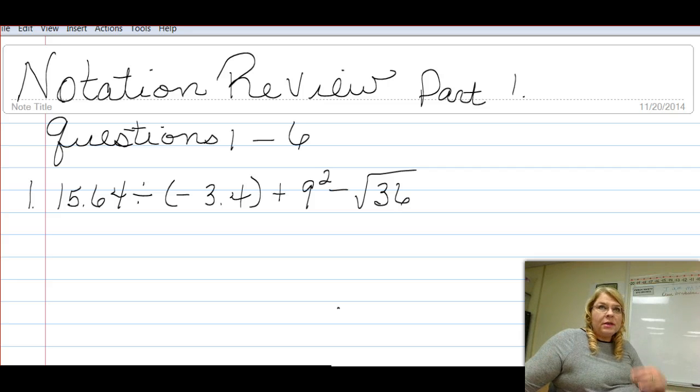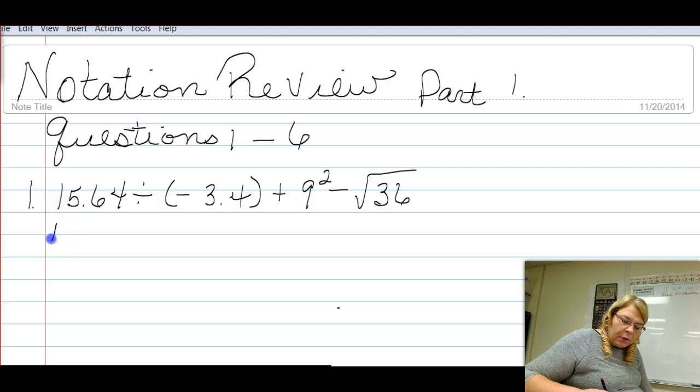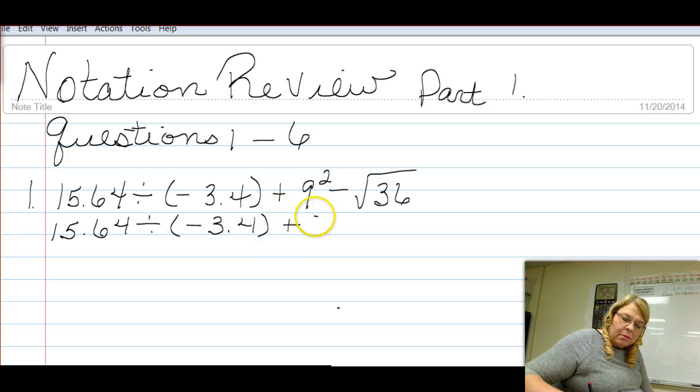Order of operations tells me to do parentheses first, but I don't have any parentheses that can be combined. So the next step is to do exponents. Exponents include both my square and my square root. So 9 squared is 81, and the square root of 36 is 6.